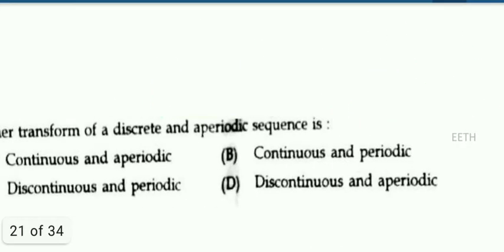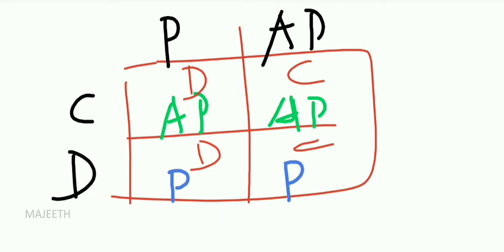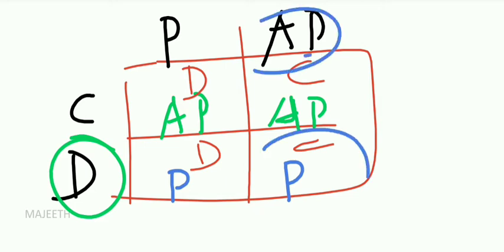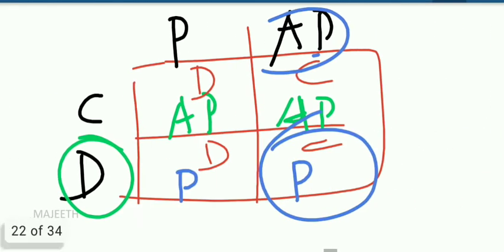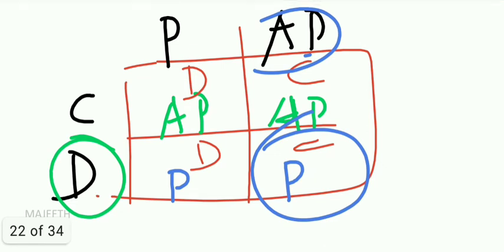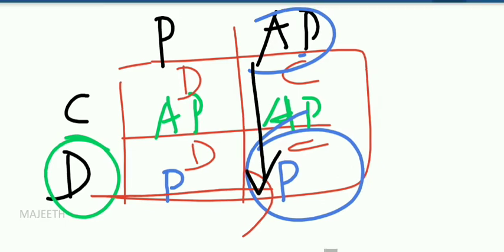What's our question? It is about a discrete and aperiodic signal. So what is my question? It should be discrete and aperiodic, right? Discrete and aperiodic means the spectrum is continuous and periodic. So the answer is option B, continuous and periodic spectrum. Clear? Because they asked discrete aperiodic, so it is a continuous periodic spectrum.